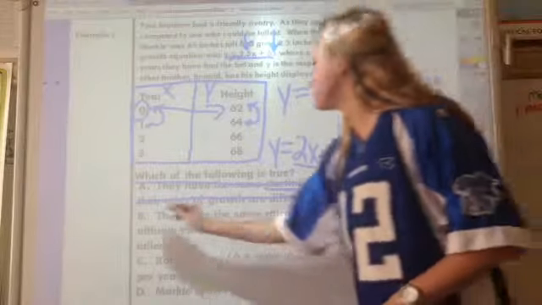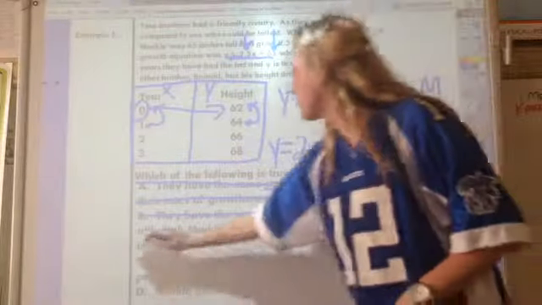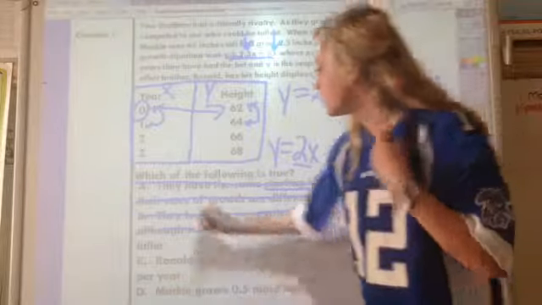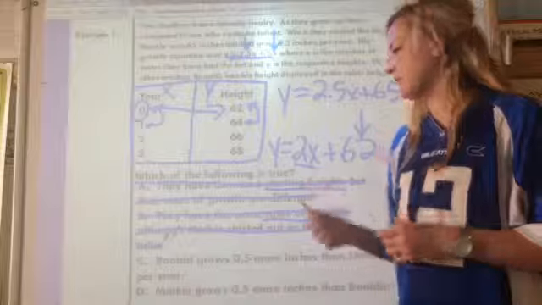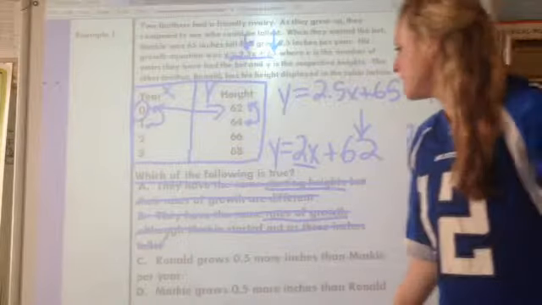So I know that answer choice B cannot be correct, so I'm going to mark through that. And this is literally what you have to do: go through each answer choice and figure out, is this true or false?